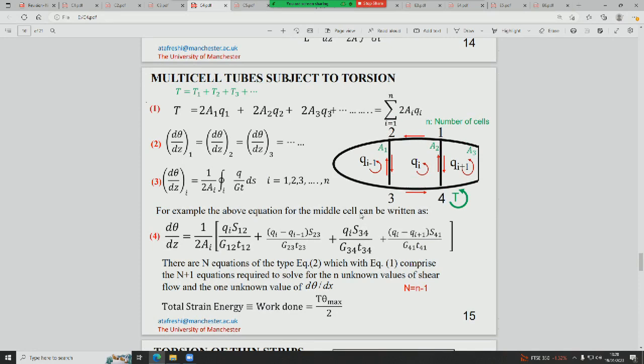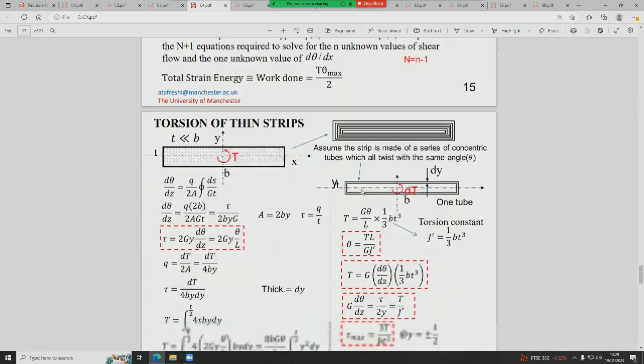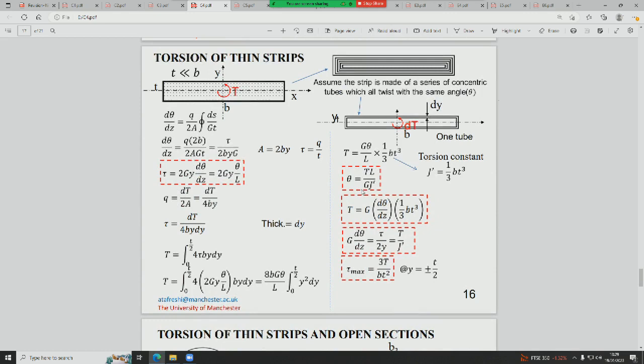So we started with the circular cylinders and now we moved on to thin-walled sections, single-cell, multi-cell. You can see equations are completely different. Now this year I added this part as well, torsion of open sections subject to torsion. So this is relatively straightforward.